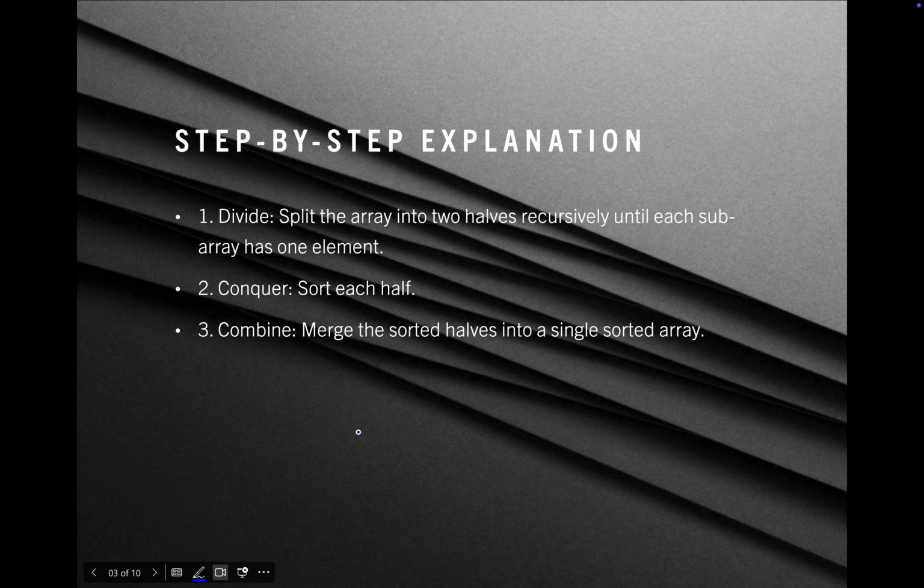So let's get started with another slide. What is the explanation? Step by step, first you have to divide. Split the array into two halves, as I explained in the previous slide, and do it recursively until each subarray has one element. I'm explaining it again so that if you didn't get it in that slide, you will get it in this one. You have this kind of array, and you have to divide it so that you have two elements here, because initially you have four elements in the array.